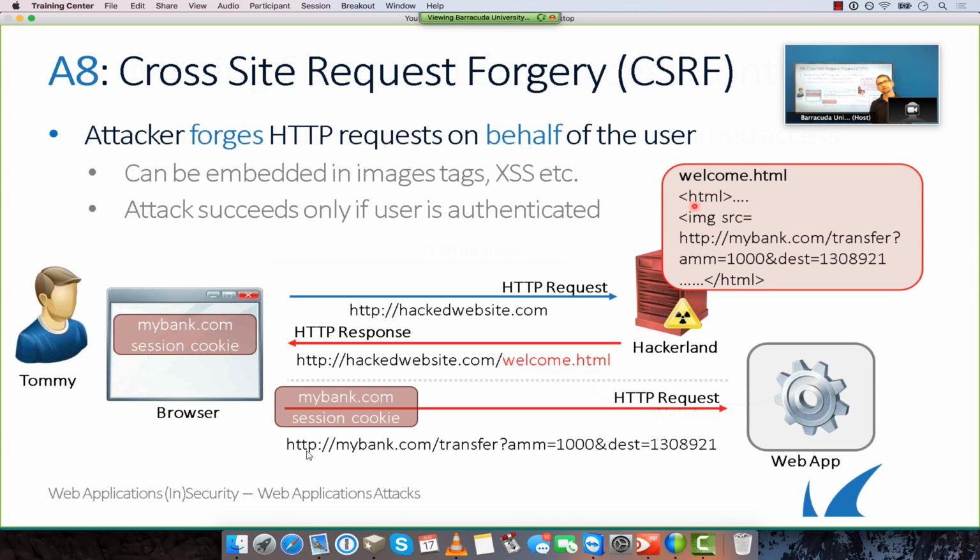Then we have another tag that is an image tag. The image source normally allows a browser to download an image. You might have your image hosted somewhere else, in another website or on another web server. But in this case, the image source is very strange. It's mybank.com, the bank website, /transfer. Now we have some kind of query here.